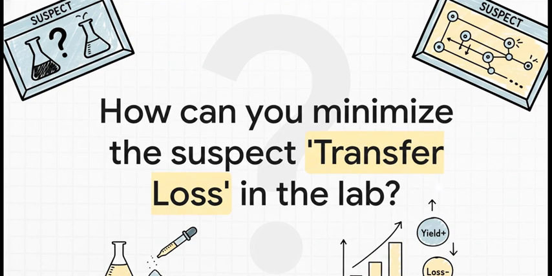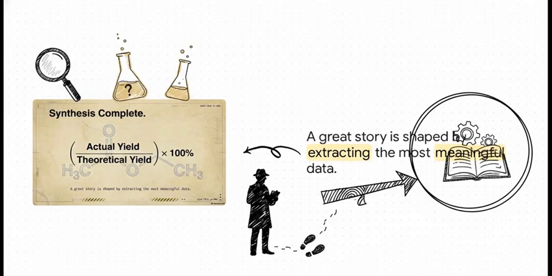Okay, now that you're the lead detective on this case, here's a little something for you to think about. Looking at our suspect board, what is one simple thing you could do differently in the lab to minimize the effect of transfer loss and get a better yield? Because at the end of the day, that's what this is all about. You know, in chemistry, just like in solving a great mystery, the goal isn't just to get an answer. It's about extracting the most meaningful data you can to understand the full story of what truly happened inside that flask. Case closed.